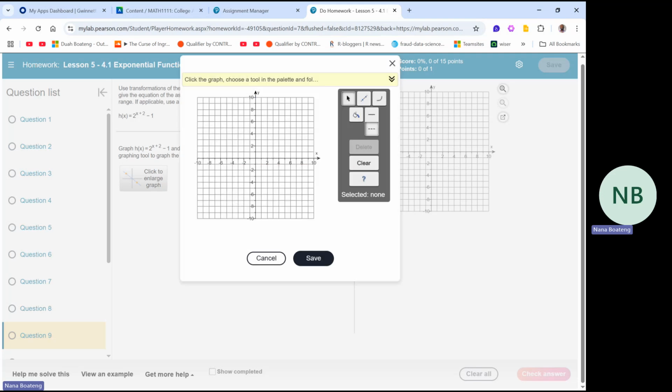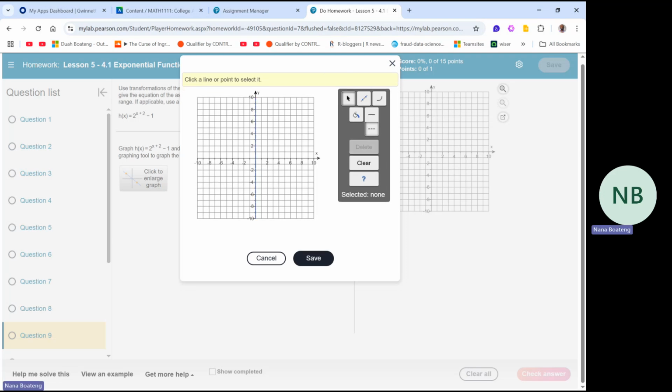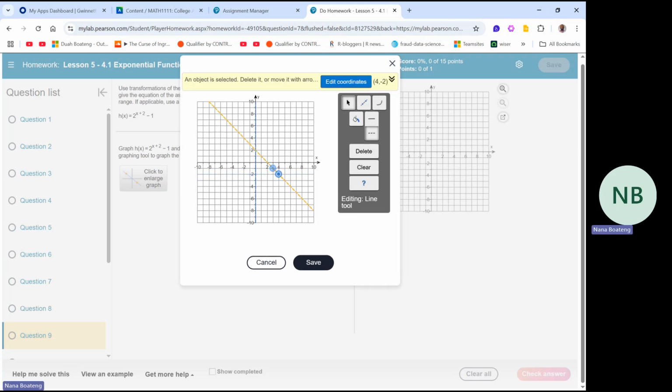It's a bit tricky. So let me click on point 1 and another point. I want to click another point.